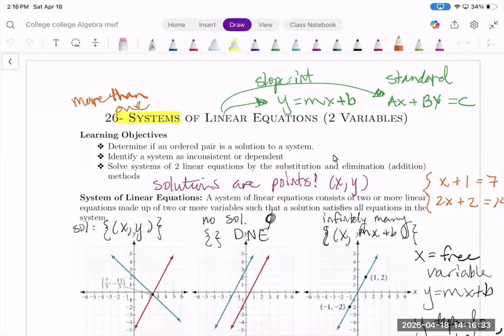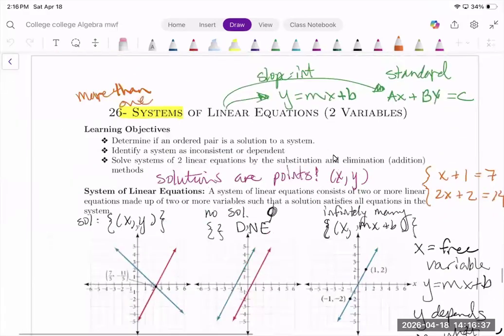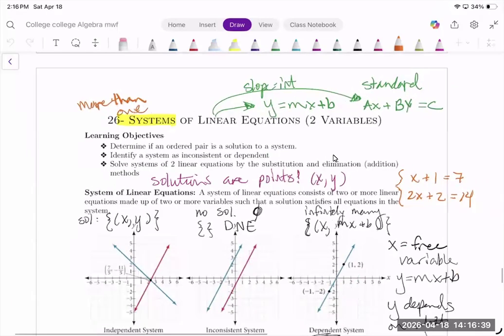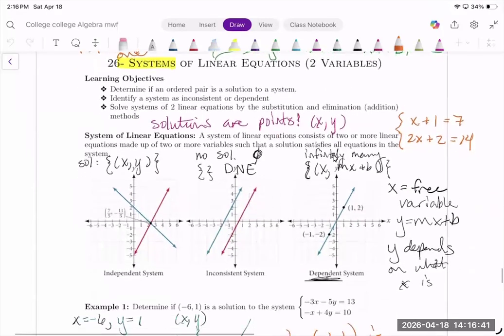Okay, so we went through systems of linear equations in two variables. We talked about how we had three types of solutions: independent system, inconsistent system, and dependent system. Independent means there's one where they cross. Inconsistent means they never cross, there's no answer. Dependent means we have two equations where one is hiding out like the other one. So it's dependent, meaning you just have a linear equation.